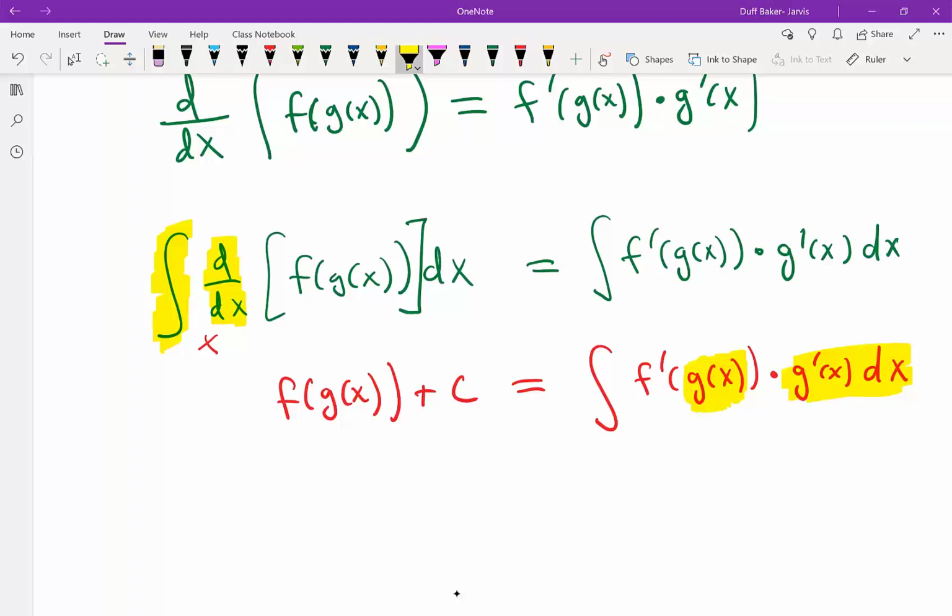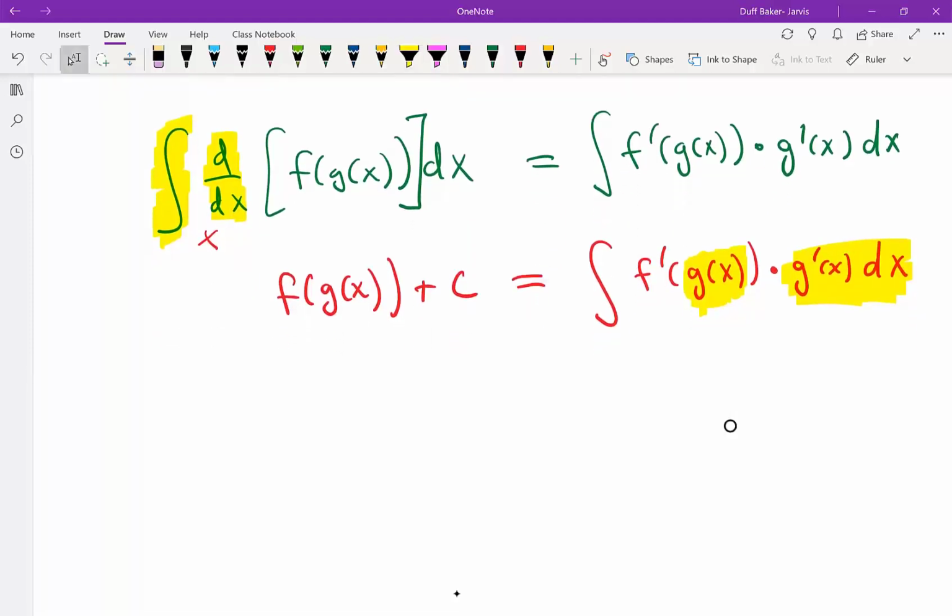And then what the f prime can be can change pretty drastically. So we're always looking for a function and its derivative times dx. So g and g prime dx. That's kind of the pattern we're looking for. And the way we're going to phrase it is like this. So here's kind of the proper u substitution.